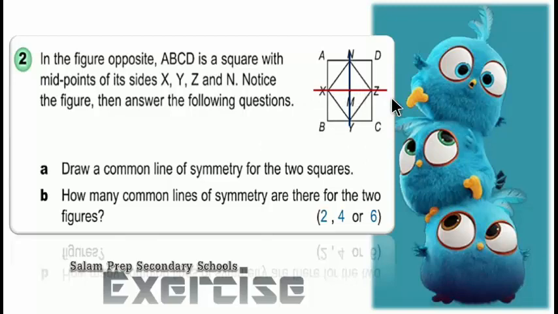XY is a common line of symmetry. BD is a common line of symmetry. AC is a common line of symmetry. So the 2 squares have 4 common lines of symmetry.